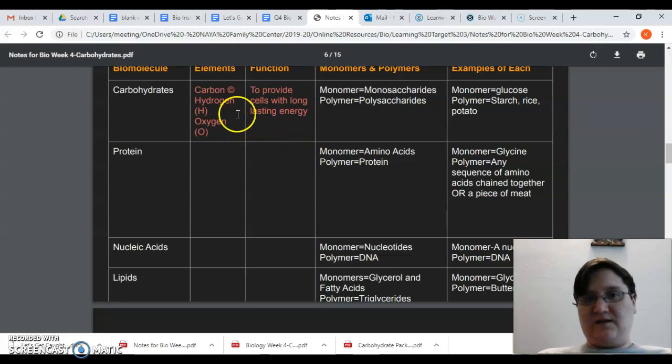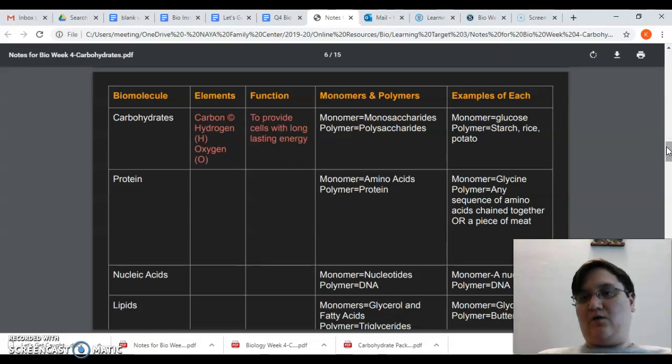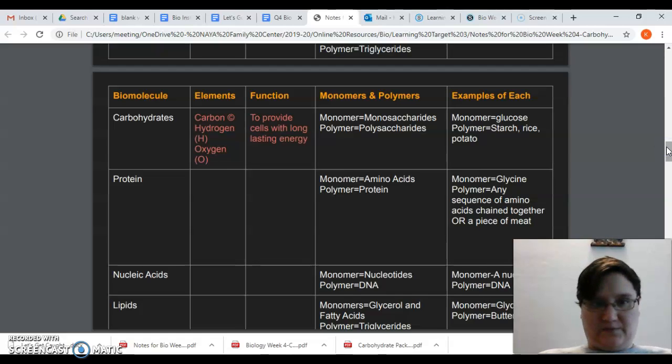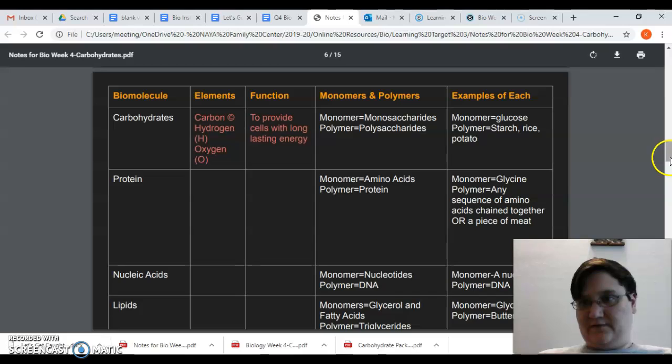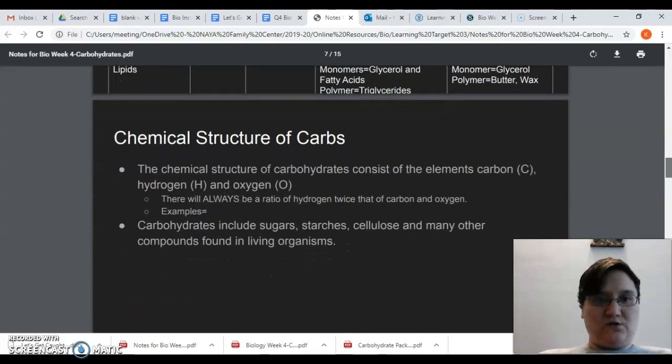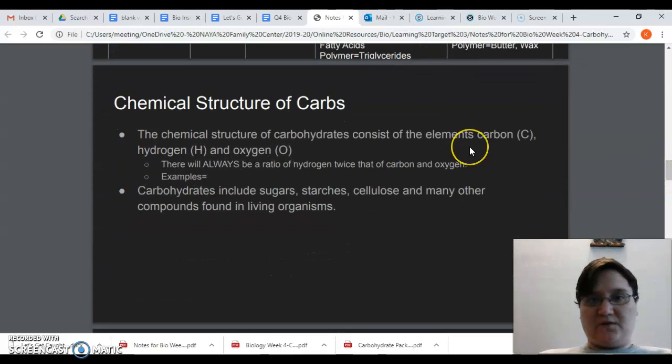So the elements, I'm literally talking about the atoms, like what are our molecules made up of. So we've got carbon, we've got hydrogen, and we've got oxygen. Those are the only 3 types of atoms found in carbohydrates. And in the last video I said the function of carbs is to provide you with long-lasting energy. Okay, cool. So a little bit more about the chemical structure.